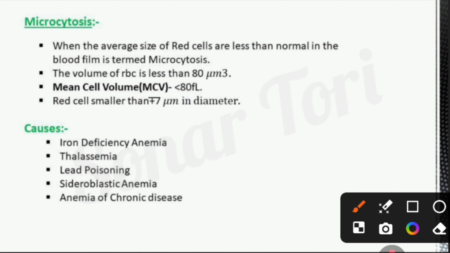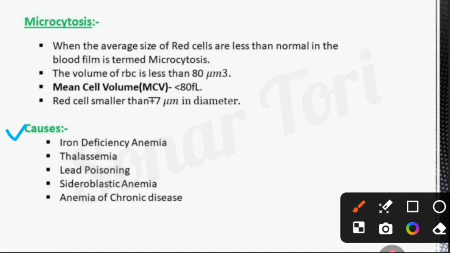The second type of anisocytosis is microcytosis. When the average size of the red blood cell in the blood film is less than normal, it is termed microcytosis. The volume of the red blood cell is less than 80 micrometer cube and its mean cell volume, or MCV, is less than 80 femtoliter. In microcytosis, the red cell is smaller than 7 micrometer in diameter.